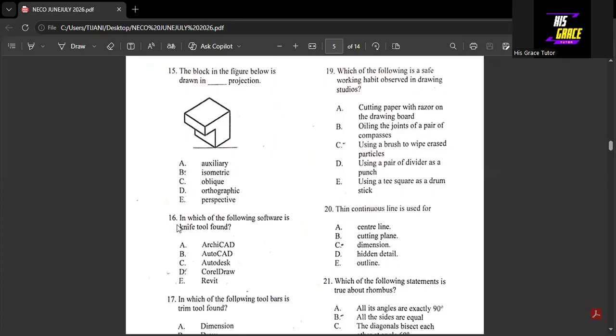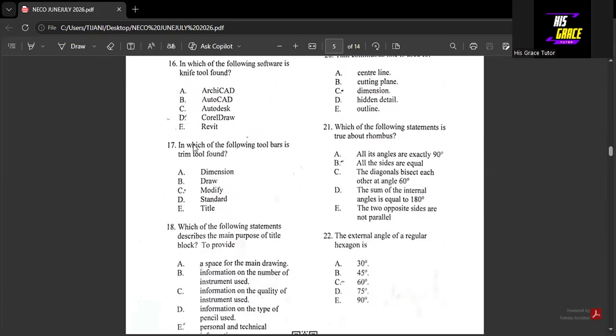Then question 16 says in which of the following software is knife tool found? So that is in Corel Draw. So option D is the answer to question 16. Then question 17 says in which of the following toolbars is trim tool found? So trim tool is found in modify tool in AutoCAD. So option C is the answer to question 17.